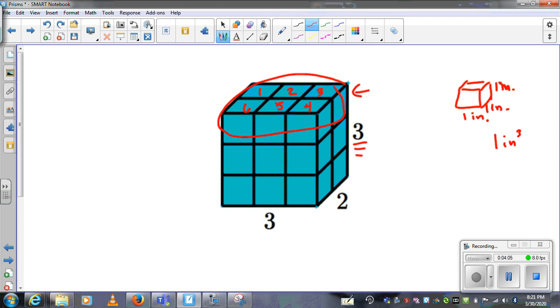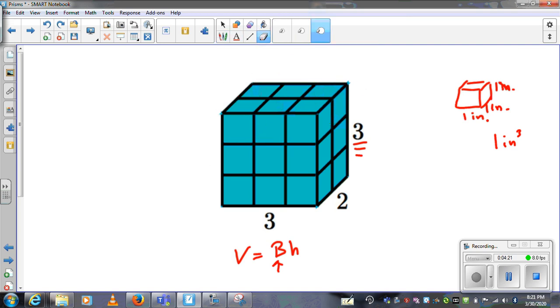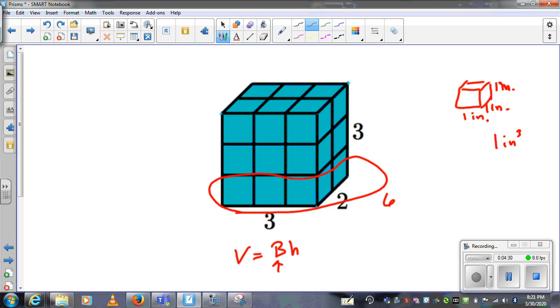So what I would do is I would find, all right, what's the area of just the base? And then we'd multiply it by how many layers we have, which would be 3 layers. So altogether in this problem, if one layer has an area of 6, then I just multiply that times how many layers I have, which is 3. So find the area of the base and then multiply it by how tall it is. Find the area of the base and multiply it by how tall it is.